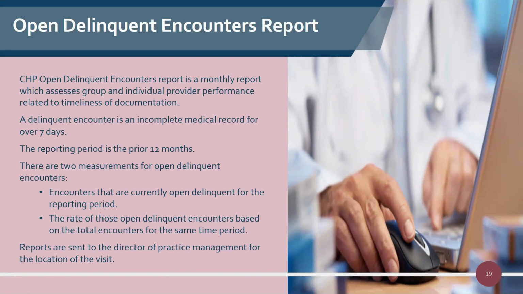The reporting period for this report is the prior 12 months, and there are two measurements for open delinquent encounters: encounters that are currently open and delinquent for the reporting period, and the rate of those open delinquent encounters based on the total number of encounters for the same time period. This report is sent to the Director of Practice Management for the location of each visit.